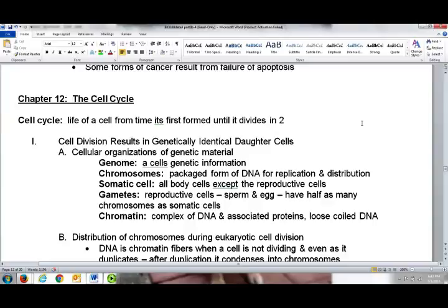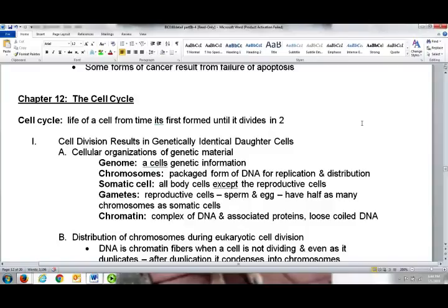So when we look at this cell division, you have the organization of the genetic material. The genome is just your cell's genetic information. It's a generic term for it. The chromosomes are the package form of DNA that we see for cell division. So this is specifically created for replication and distribution.